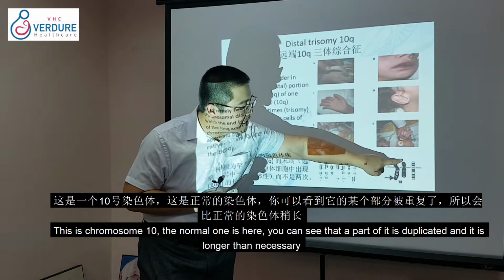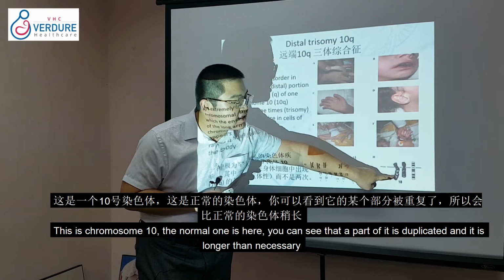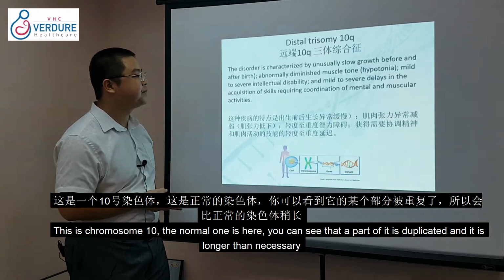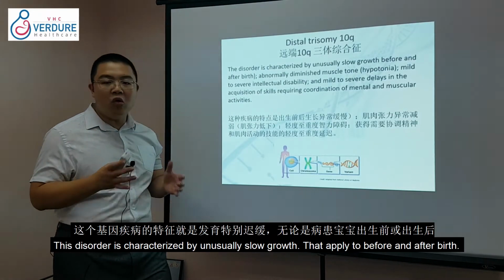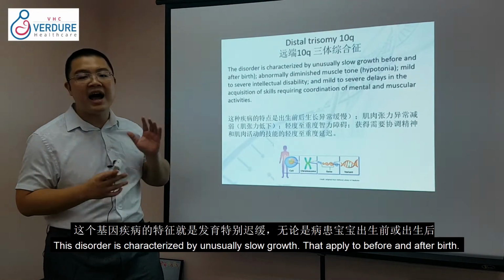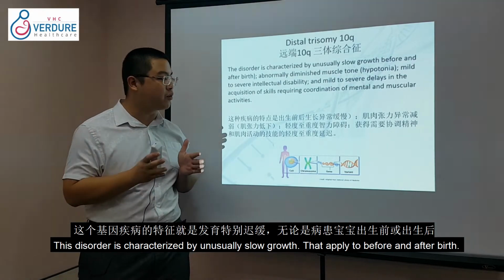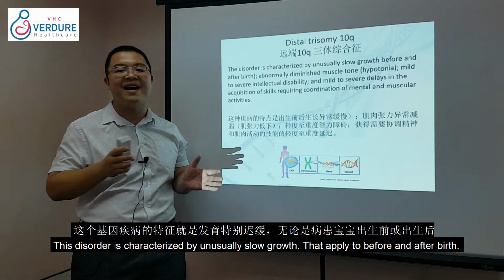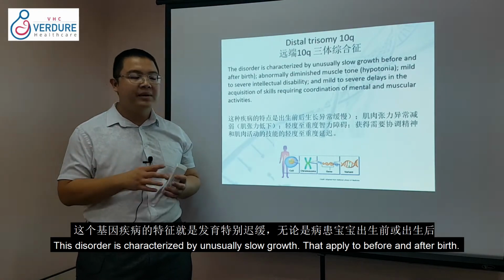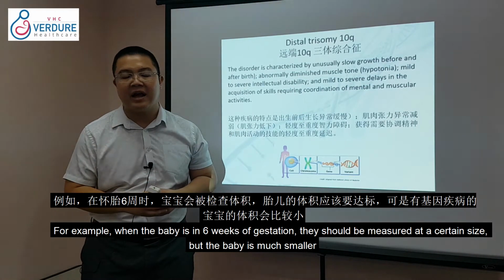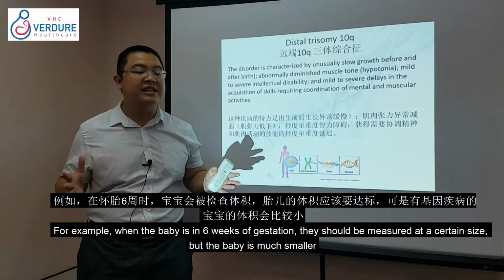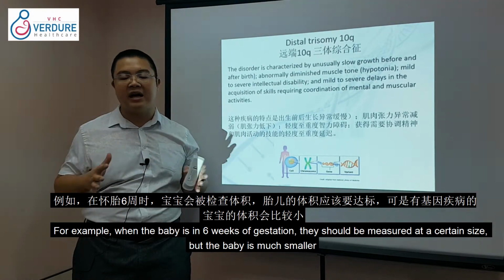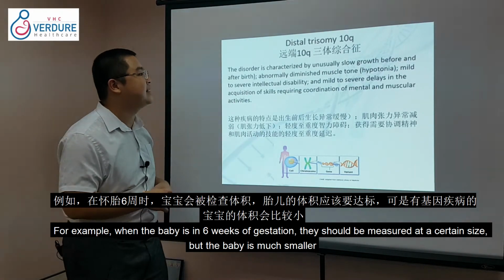The normal one is here, but now, as you can see, there are parts being duplicated and longer than necessary. This disorder is actually characterized by unusually slow growth, and that applies to before and even after birth. Normally, for example, if the baby is at 6 weeks of gestation, they should measure a certain size, but now they are less than that.